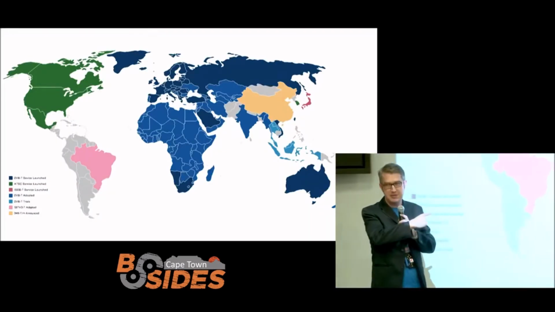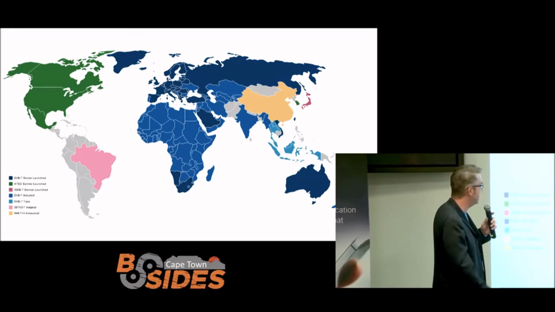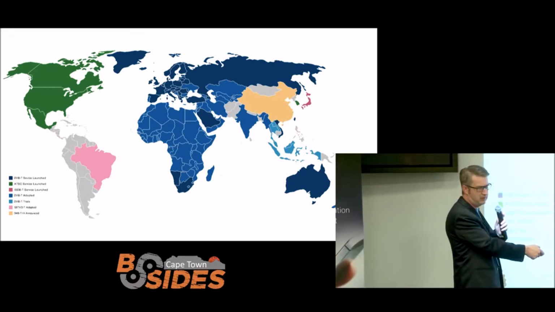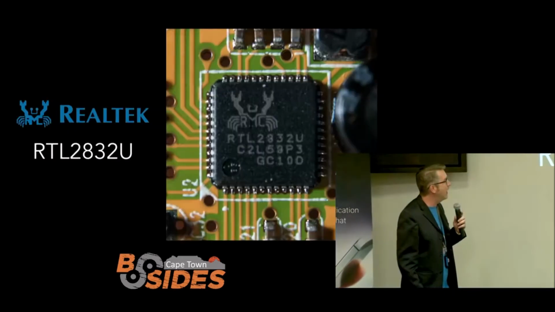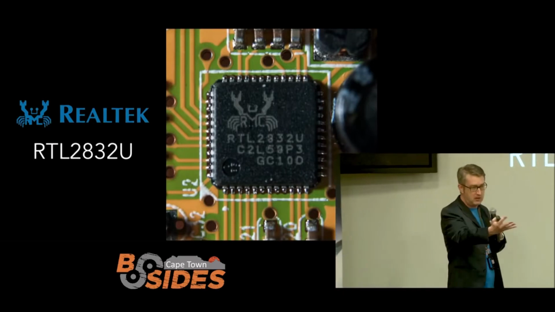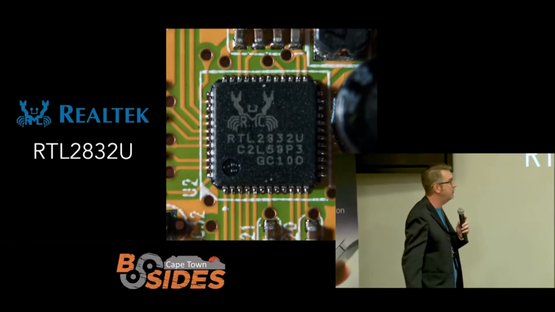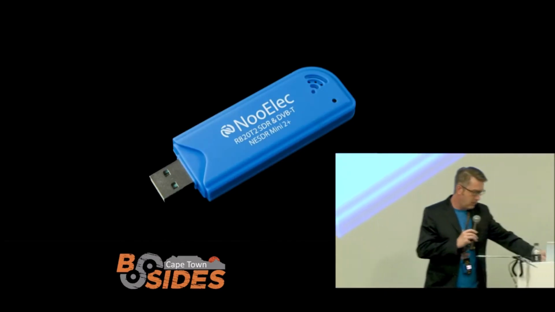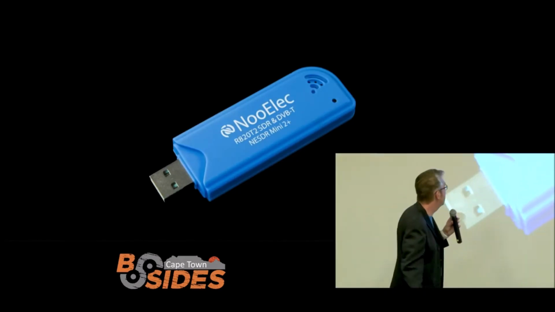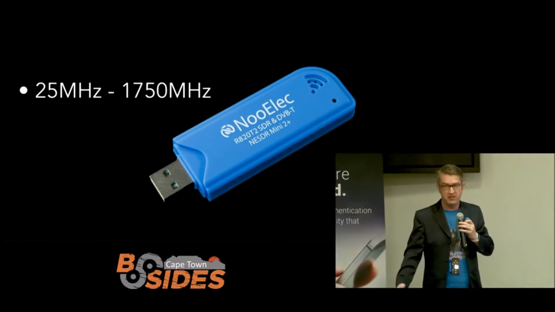Meanwhile, who wants to guess what this is? It's the rollout of digital terrestrial television, and I don't know why South Africa is blue. They say it's launched, but whatever. And it's created this whole market. Speaking of China, they produce these awesome chips, the Realtek RTL2832U, which go in little dongles like this. And here's one. I've got another one there as well. They operate anywhere between 25 megahertz and 1.6 gigahertz.